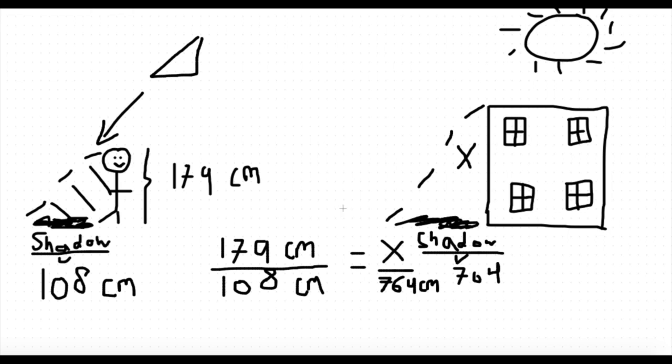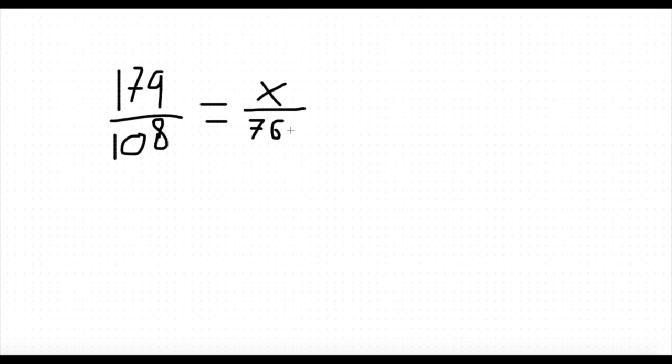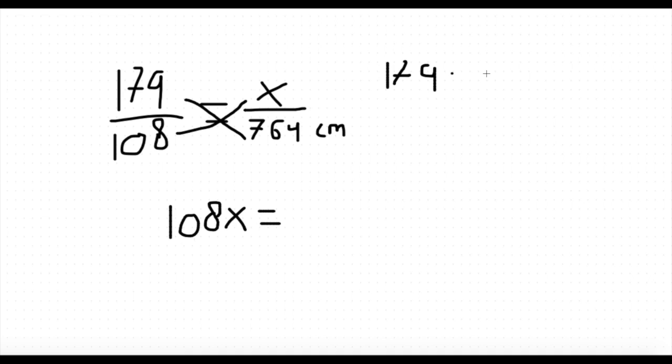If you haven't noticed yet, the shaded region is one triangle, and the other shaded region is the other, and they are both similar, but one is bigger than the other. So now we just need to solve the equation. And the equation was 179 over 108 equals x over 764 centimeters. Keep in mind these are all centimeters, but I'm just putting it once because I don't want to get too repetitive. So then we crisscross, and it's 108x equals 179 times 764.